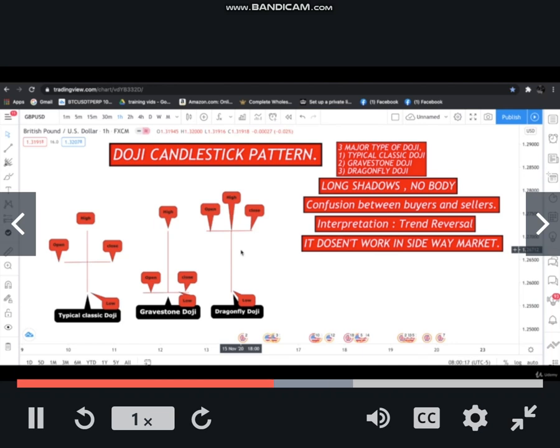And one more important thing which I have experienced on my trading journey: the doji candlestick doesn't work when the market is consolidating or moving sideways. Always look for dojis in trending markets, as it adds an extra confluence to your trading strategy. So now let's go to the chart and find real life examples.